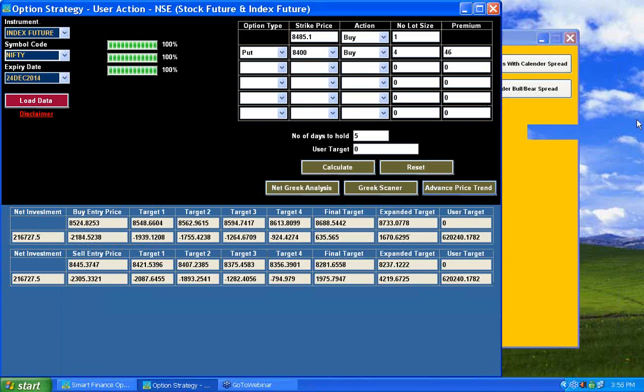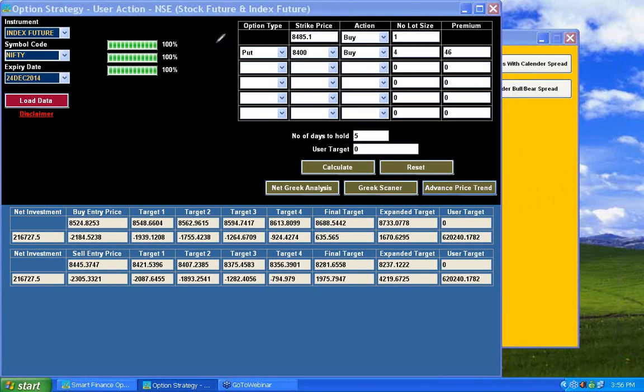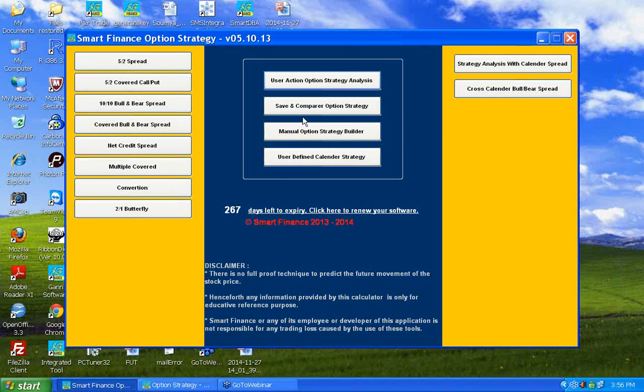Any kind of 5-leg option strategy you can form. So 5-leg means this is one, and besides that you can use 5 different options. Any kind of complex option strategy with any call-put combination, whatever the combination may be, you can give and form that particular option strategy. So this is about the user option strategy.